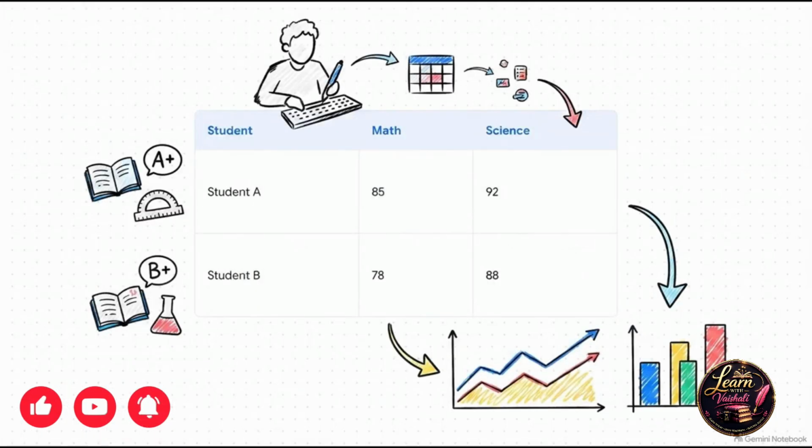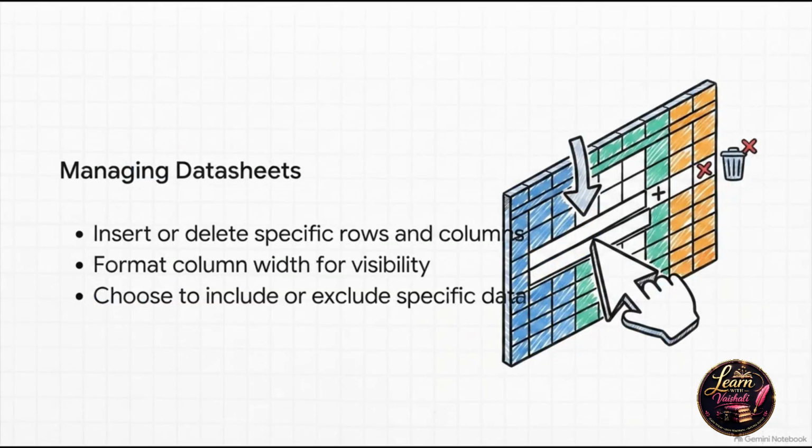But we always have to remember where these charts come from. Behind every beautiful, colorful chart is a straightforward, simple data sheet. This is the absolute foundation of your visualization. It's the actual rows and columns where information, like our two students here, student A and student B, and their specific math and science marks, are securely entered and managed before they are ever turned into a visual graphic. The chart is just a reflection of this underlying data sheet. Because the chart reflects the data sheet, managing that data sheet properly is absolutely critical.